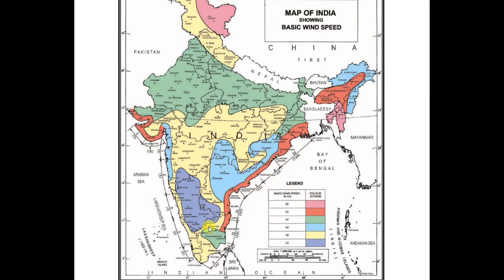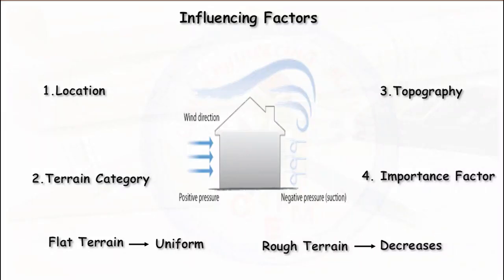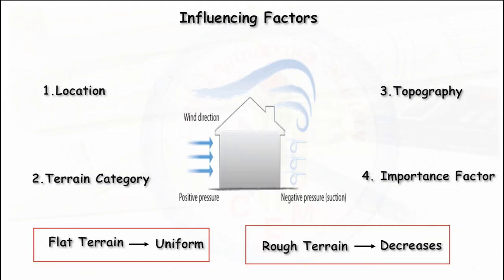The locations near the sea experience the maximum wind speed of 55 meter per second, whereas the locations which are far from sea, the interior region of India, experience the lower wind speed of 33 meter per second. Ground roughness is one of the influencing factors for the design wind speed at a particular location. In flat terrain, wind speed remains uniform or increases slightly, whereas in rough terrain, the wind speed decreases due to roughness of the ground.